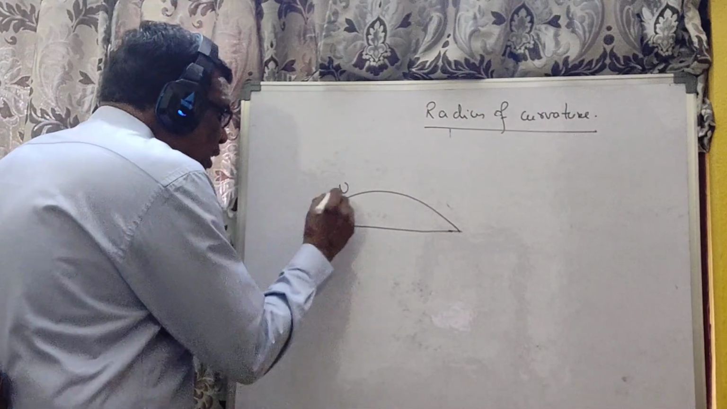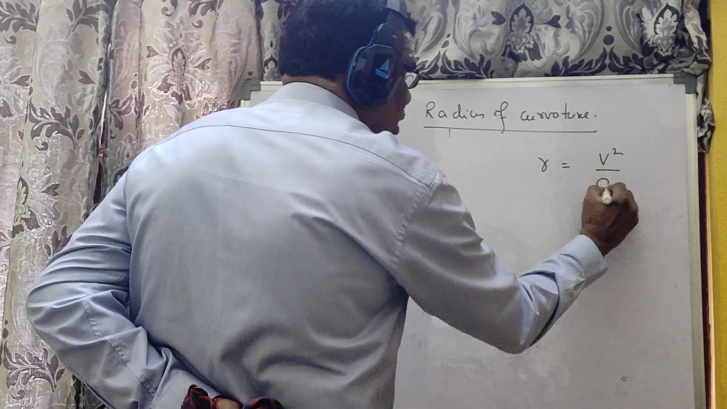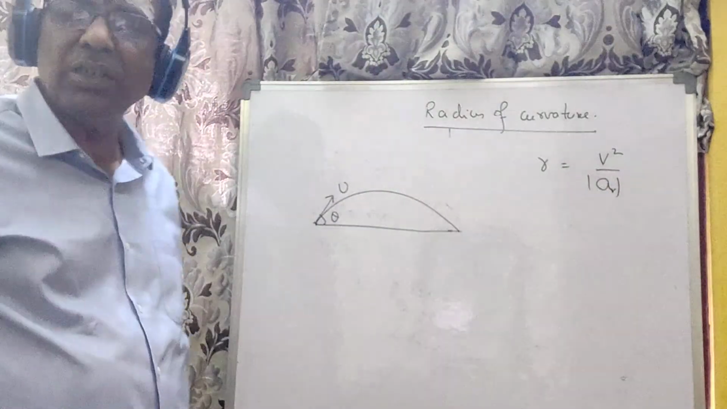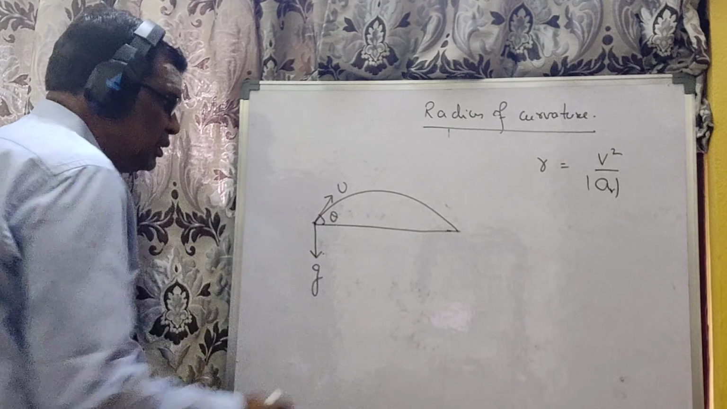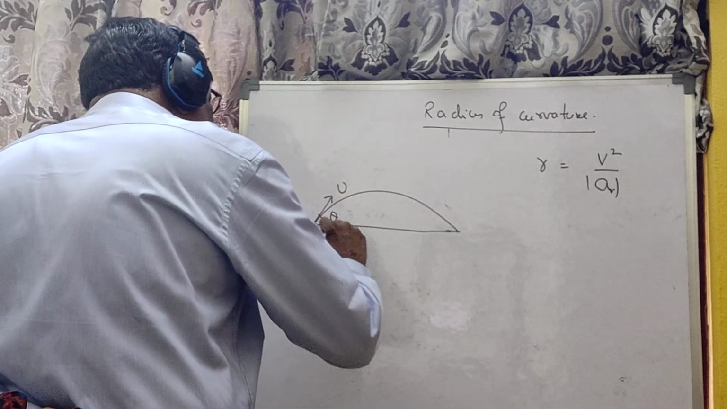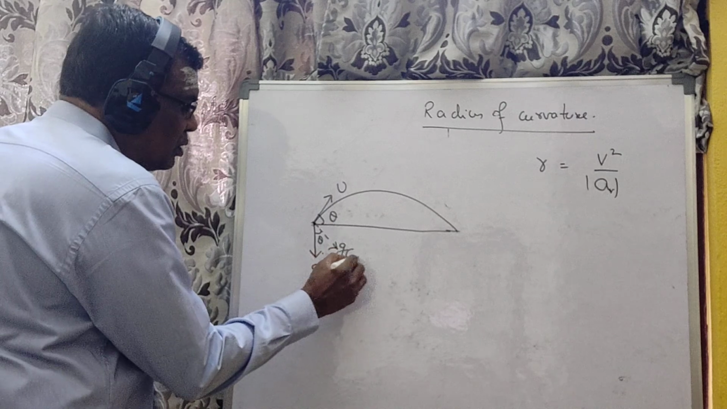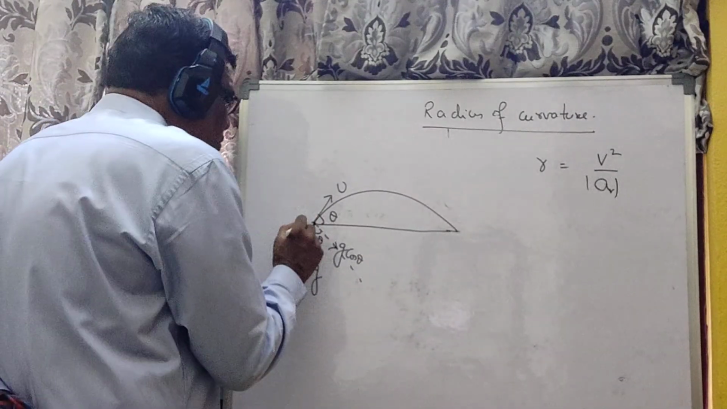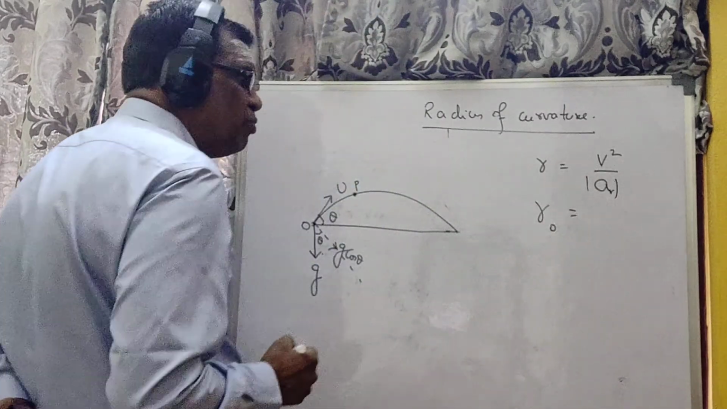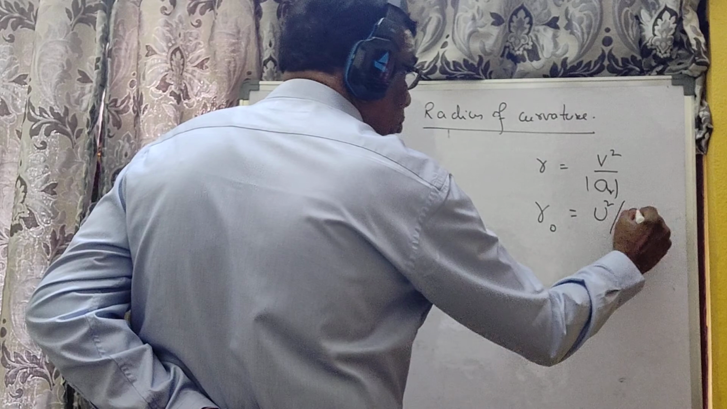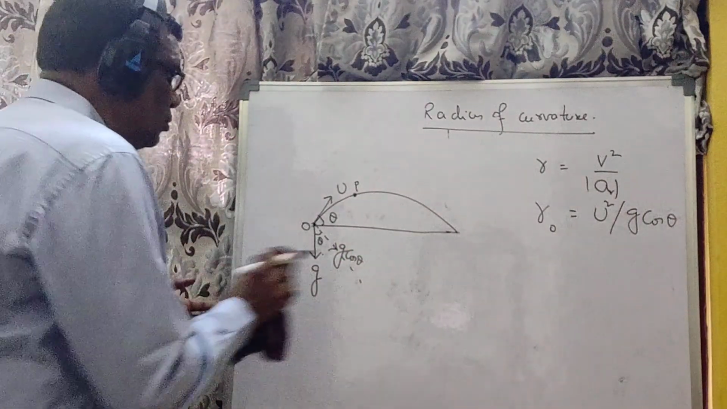So you want to get the radius of curvature. R is equal to V square by a_r bar. That's how you have to take it. What is the acceleration here? Acceleration is g. And now this is your work: what is the component of all this? You could see this is theta, therefore this is g cos theta. So the radius of curvature at O, the point of projection, I will call it P. R at O is u square by g cos theta, where theta is the angle of projection with the horizontal. Right?